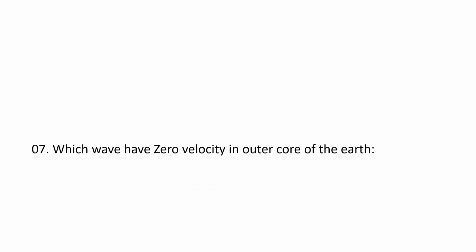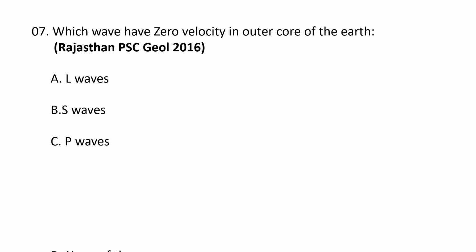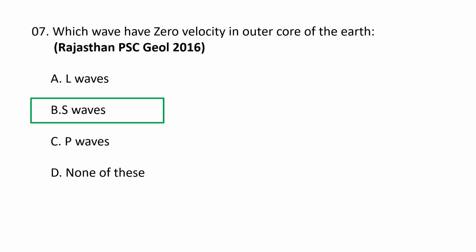Next question. Which wave has zero velocity in the outer core of the Earth? The choices are A. L waves, B. S waves, C. P waves and D. None of these. The wave which has zero velocity in the outer core of the Earth is S waves. S waves do not travel through the outer core. They create an even bigger shadow zone for S waves. The fact that S waves do not travel through the outer core suggests that the latter is a liquid. So B S waves is the correct option.